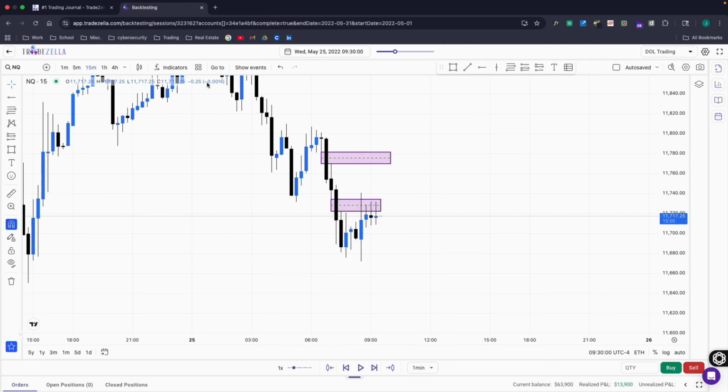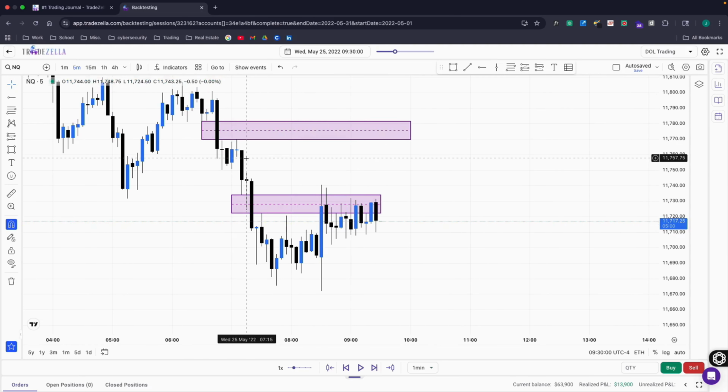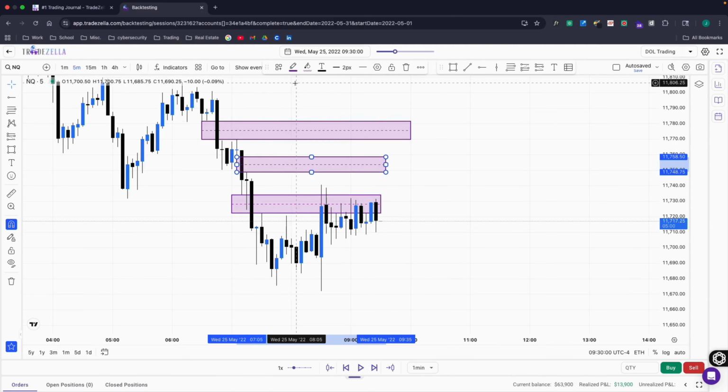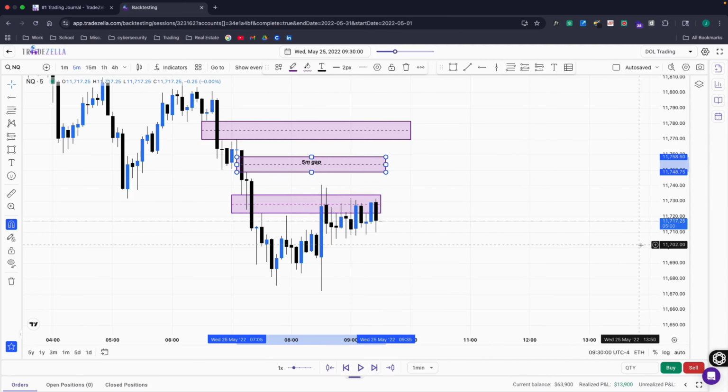Gap that's getting respected right here. On the 5 minute, just about the same thing. We have another gap right here. I'm actually gonna make sure, oops. Right, this is a 5 minute gap. Alright, so these two are 15s, and then the one in the middle is a 5 minute.